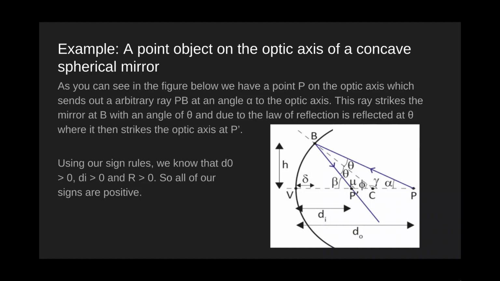Now we can use our sign rules, which we've just learned, to see that our d0, our outgoing ray, is on the same side as our object, and so it's positive. Our di, our reflected ray, is on the same side as the image, and so that is positive, and our centre of curvature is also on the same side as the reflected ray, and so R is positive as well. So we see that all our signs are positive.